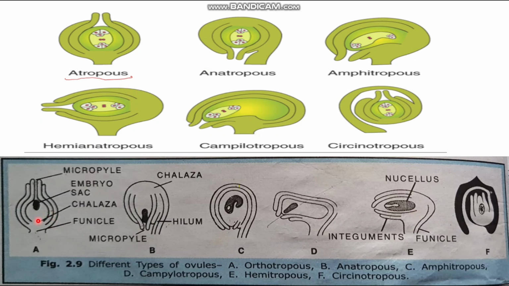The another name of the orthotropous ovule is the atropous ovule. And like that, the hemitropous ovule's another name is the hemianatropous ovule. Okay, thank you.